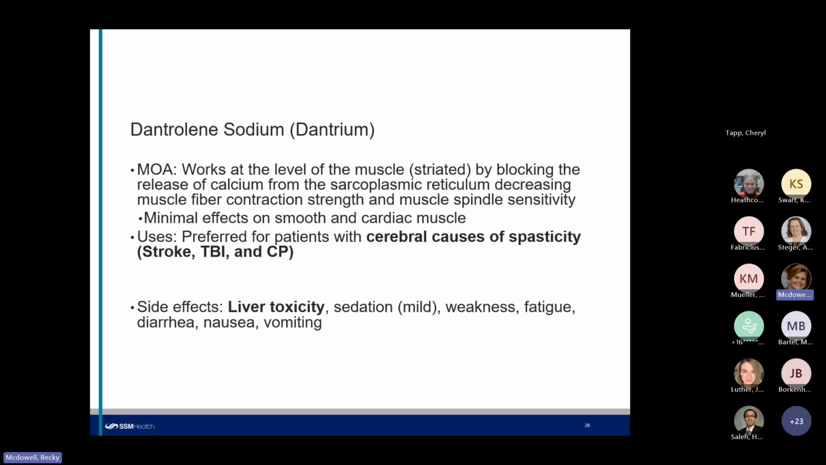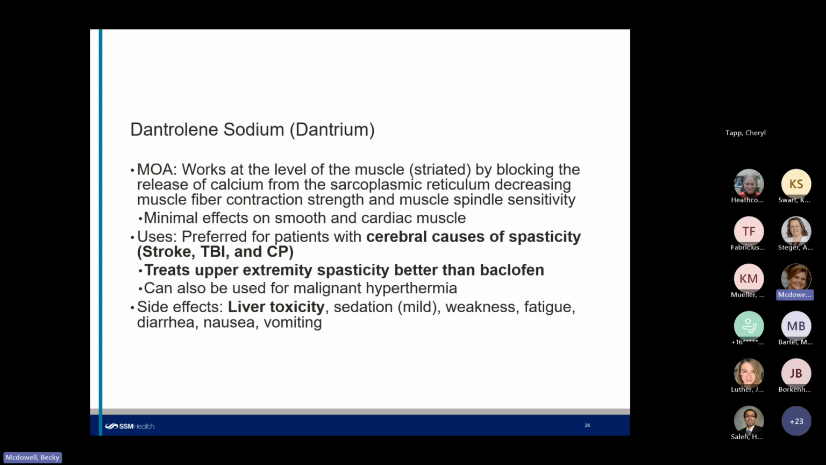It is especially used in patients with cerebral causes of spasticity, such as stroke, TBIs, and CP, because it's not as sedating as all the other medications. It's also usually more helpful for upper extremity spasticity than baclofen. So that's an extra added bonus. It can also be used for malignant hypothermia, which I don't treat, but it's another random fact.